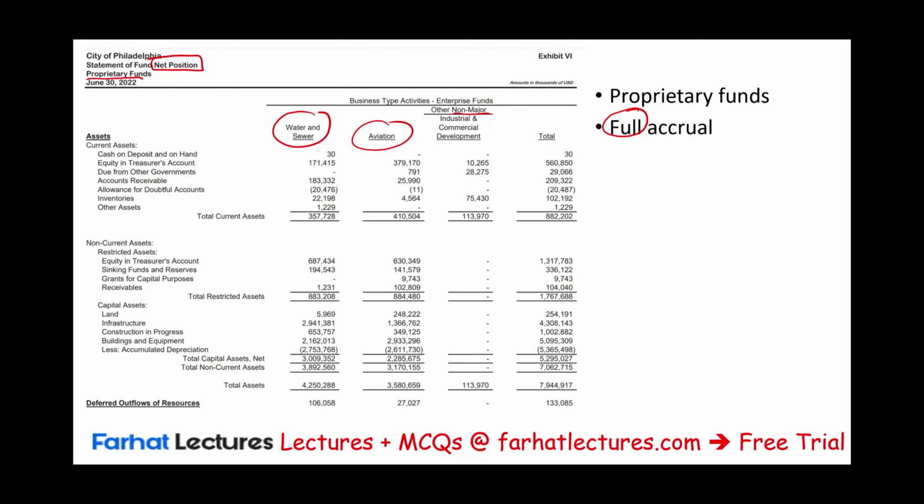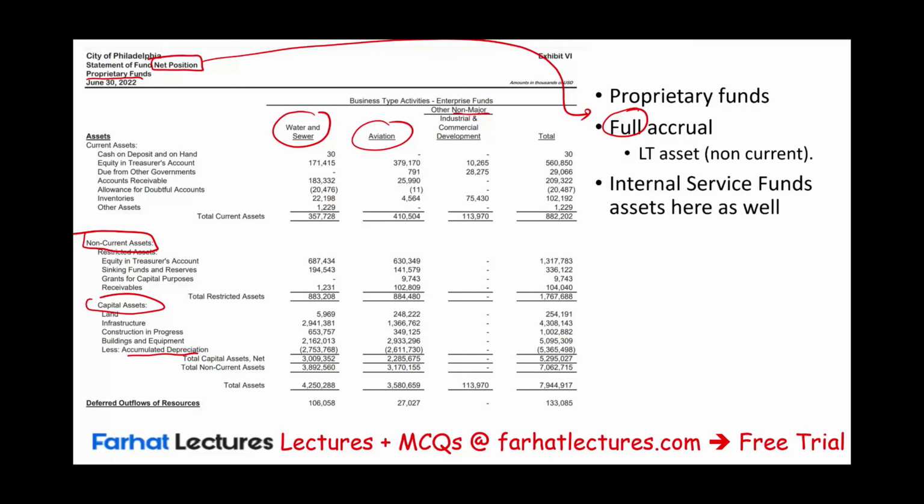Why do we use the word net position? Because we use the full accrual accounting. What else do we need to know about the full accrual accounting? Under the full accrual accounting, we have non-current assets, capital assets, accumulated depreciation. It's normal accounting, the accounting that we know. Full accrual, long-term assets. Also here, you could have a separate column for the internal service funds as well.